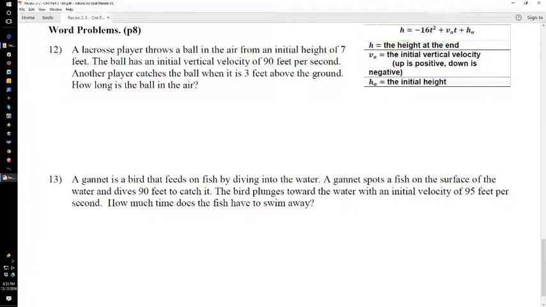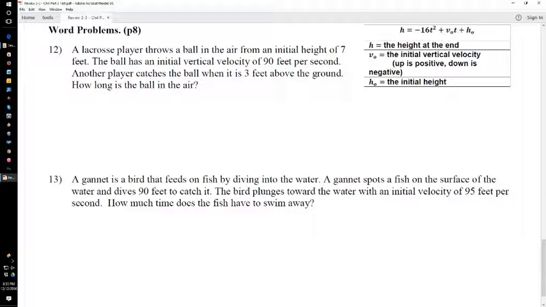So, number 12, a lacrosse player throws a ball in the air from an initial height of 7, so we got a starting height of 7. The ball has an initial vertical velocity of 90 feet per second, so there's our initial velocity of 90. Another player catches the ball when it is 3 feet above the ground, so they want to know when it is 3 feet above the ground. How long is the ball in the air?